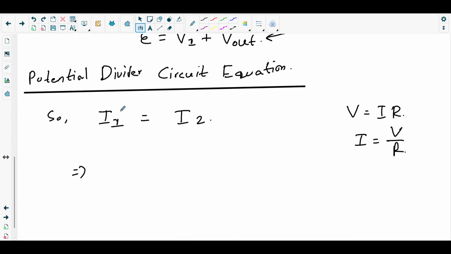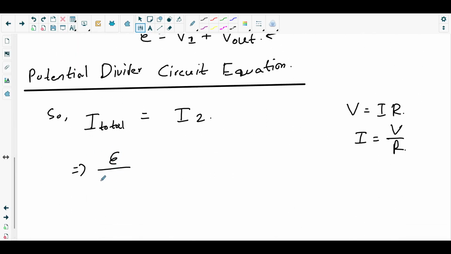So rather than taking I1, I'll take I total because it's constant. The total current is the same as the current through each of the resistors. So I total will be V over R, where V is the EMF over R total. R total is basically the equivalent resistance for this circuit, which is R1 plus R2, right? And the voltage across the second resistor is V out. So V out over its resistor R2.